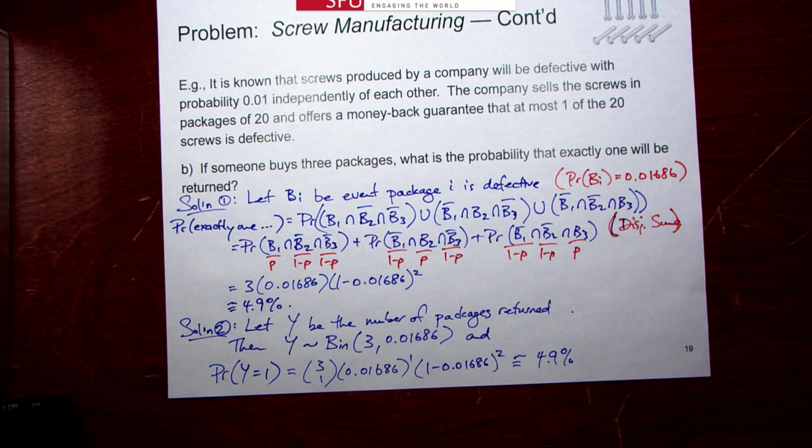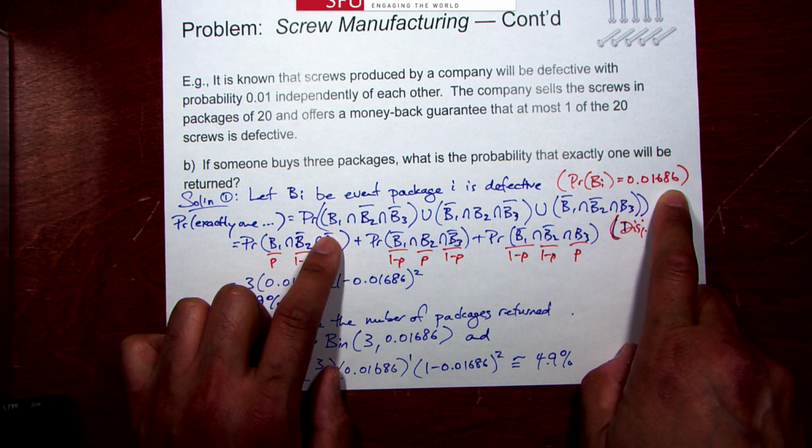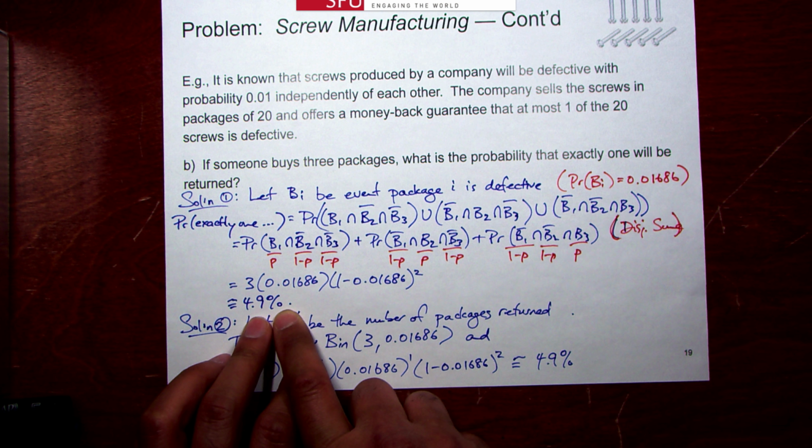Okay, one more thing I just want to point out, because there's another law that you've seen before, and that's the union bound. Here we're looking at exactly one package, B1 or B2 or B3. So we could have done less than or equal to 3 times this, which is around 5%. And it turns out to be a good bound on 4.9. So as a first order approximation and as a sanity check as well, this number is actually pretty good.